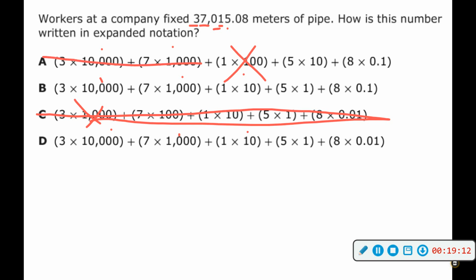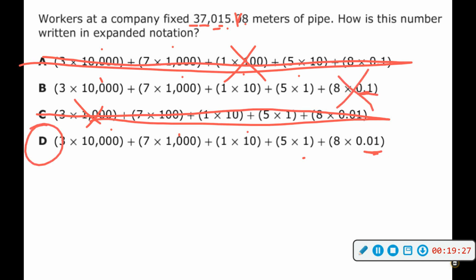Then I have a 5 in the ones. This says automatically wrong. So this is a 5 in the ones and a 5 in the ones. Very nice. But now I leave the 0 alone and I look at just the 8. The 8 is in the hundreds. This says the hundreds. This is tenths. So that's wrong. D is correct.